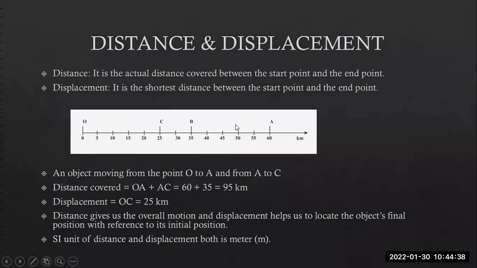So we come to the next part, that is distance and displacement. Here the first and foremost part is the definition. In science, always remember that you should understand the concept, but whenever you are asked to define or write something, your answers should be precise and concise, with appropriate scientific terms. When you are asked to define distance, the definition is: it is the actual distance covered between the start point and the end point.